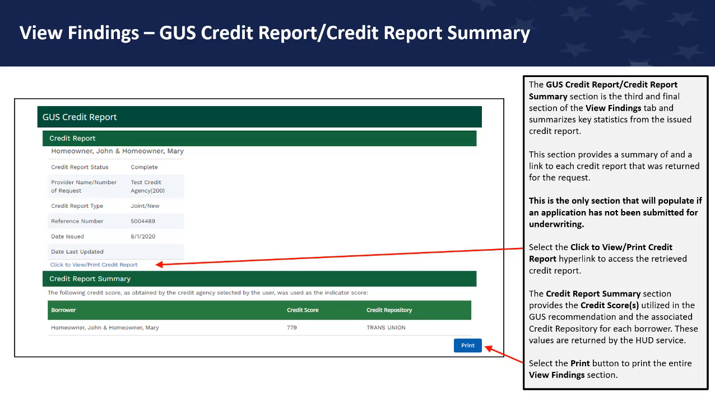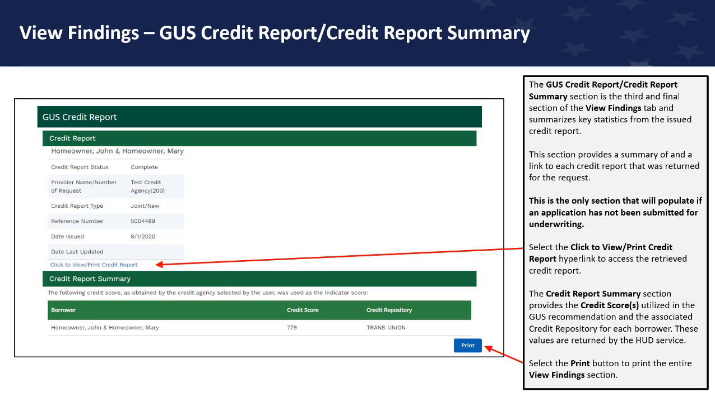Provider name, number of request. Credit report type is broken down into two parts. First, the system indicates if the associated credit report is a joint or individual credit report, then if it is a new credit report or reissued credit report. Reference number lists the credit file number associated with the request.